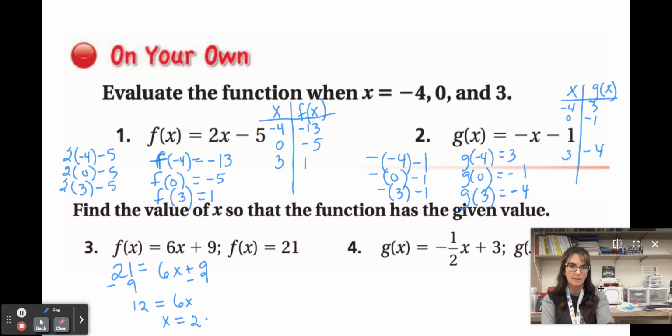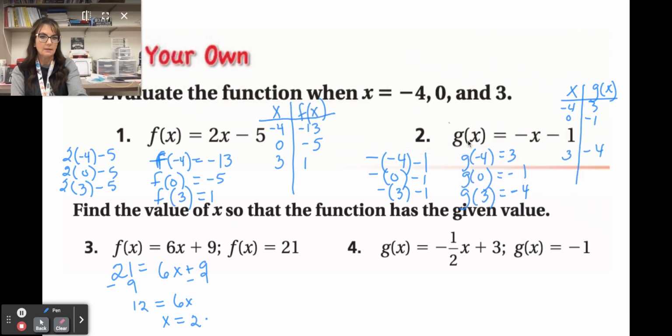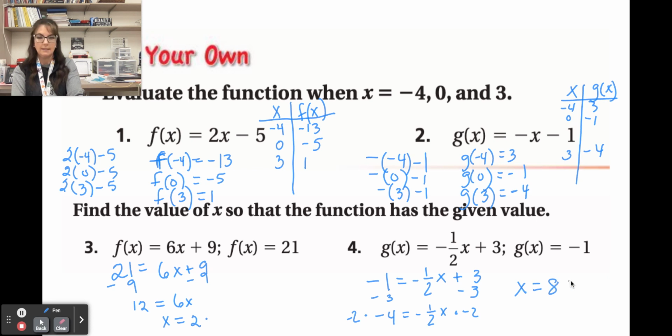I guess we need to see what this is. G of x is -1, so the output is -1. So we simply put -1 here, and we solve for x. That's all we're doing. Inverse operations, subtracting 3 from both sides. We get -4 is equal to -1/2 of x, so we multiply both sides by -2/1, and we get x is equal to 8.